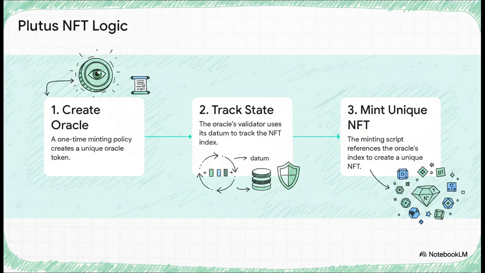This idea of combining simple validators lets you build some really complex stuff. Take a unique NFT contract, for example. You could have one validator whose only job is to mint a single, unique Oracle token. Then, a second validator controls that Oracle, and it uses its data to keep a counter, like how many NFTs have been minted so far. Then, your third validator, the actual NFT minting script, doesn't have to worry about tracking anything. It just looks at the Oracle's data to get the next number, guaranteeing that every single NFT is unique.